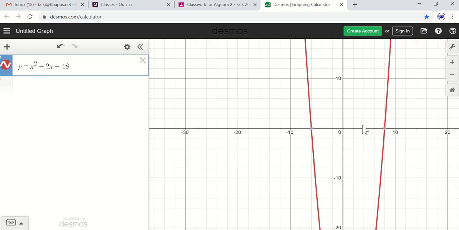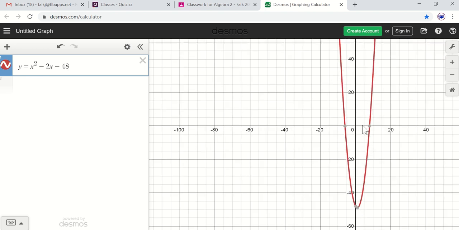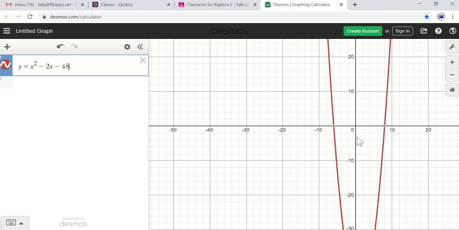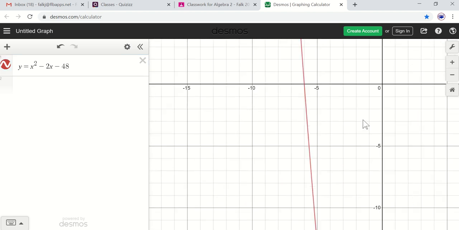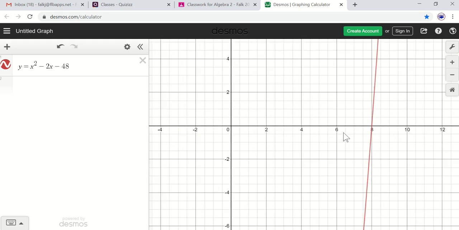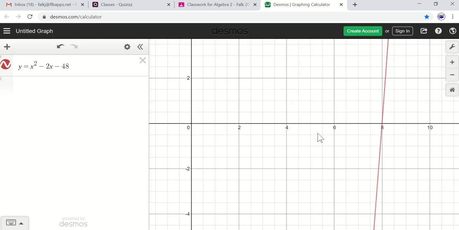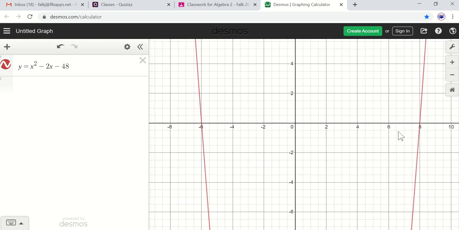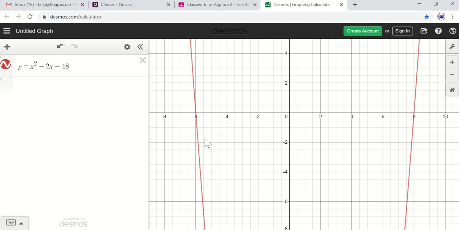And you can zoom out. I'm using my mouse scrolling thing. You can zoom out if you need to, you can zoom in as much as you want, and you can move the graph around. But really, all we're looking for here is the x-intercepts. So make sure you've clicked on the actual parabola curve.